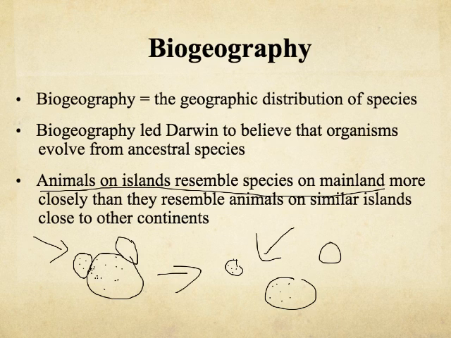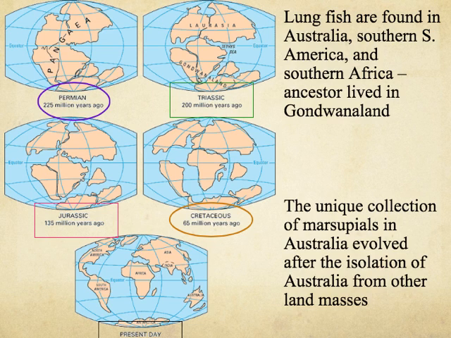So the fact that animals on islands closely resemble species on the mainland more than they resemble animals on islands that are very far away makes sense, because the ones that are closer together most likely broke apart more recently. If they resembled only species that came from similar environments, this would not support the theory of evolution as strongly, because it would not support the idea that things that are geographically near one another evolved from the same common ancestor. We can also use this same kind of idea to support evolution in different ways.